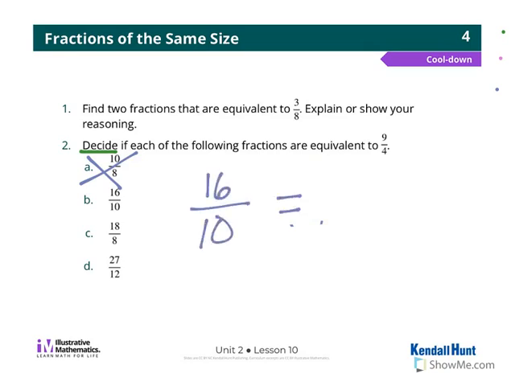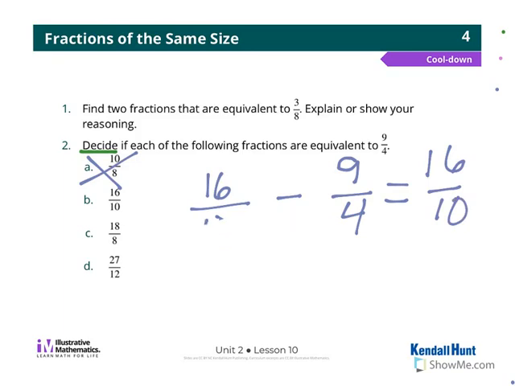16/10 equals 9/4. And you could flip them around. Some of you guys are afraid of division, and there's nothing to be afraid of. But you could also write it the other way. 4 times what number is 10? If I count by 4s, is 10 a multiple of 4? 4, 8, 12. It's not. Same up here. Is 16 a multiple of 9? It's not. So these two are not equivalent.